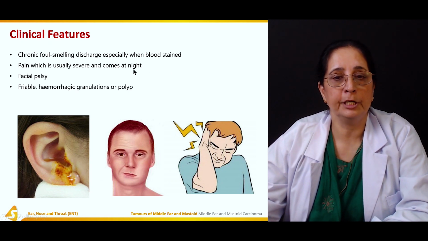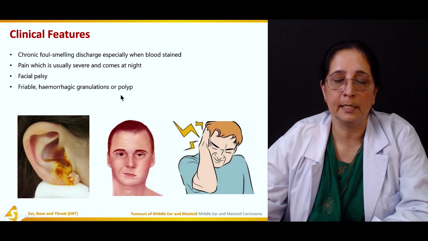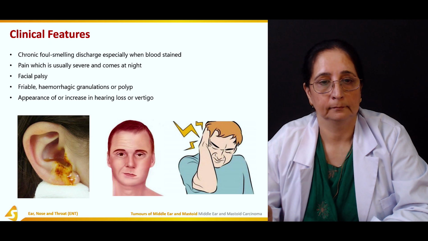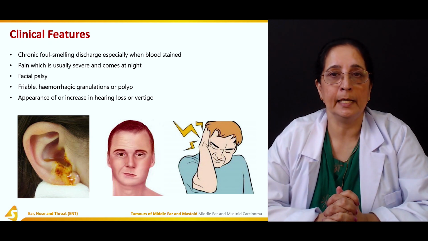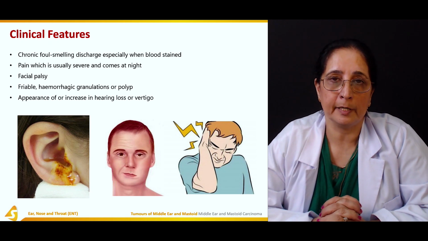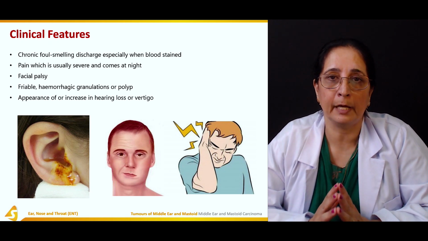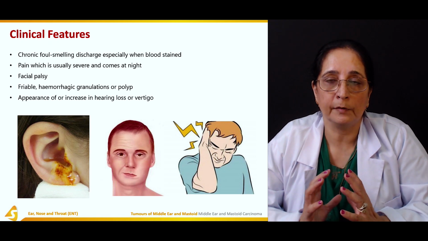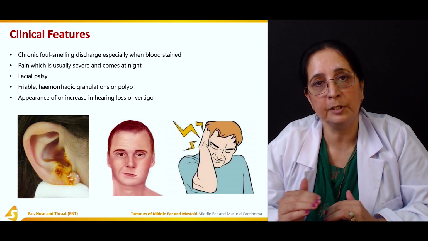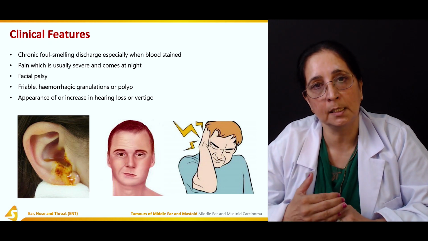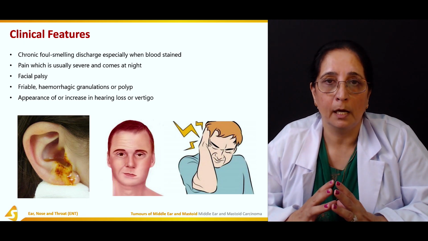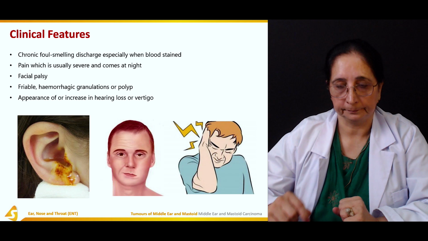Friable hemorrhagic granulation or polyp is visible on examination. There is appearance or increase in hearing loss or vertigo. Hearing loss is present, which is usually conductive type of hearing loss because of obstruction or blockage to the transmission of sound waves from the external ear to the inner ear because of the presence of the tumor or cancer.